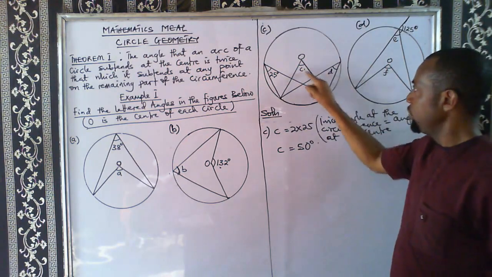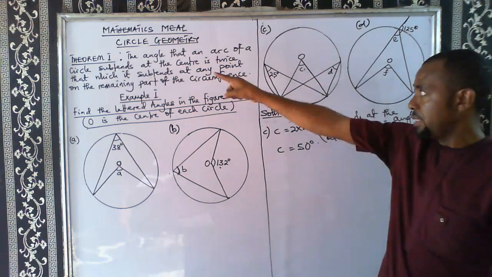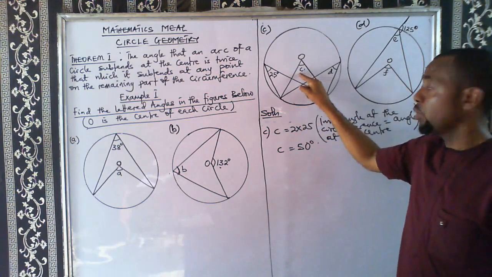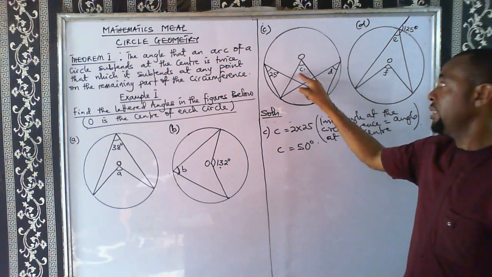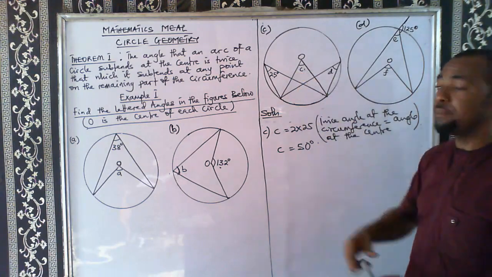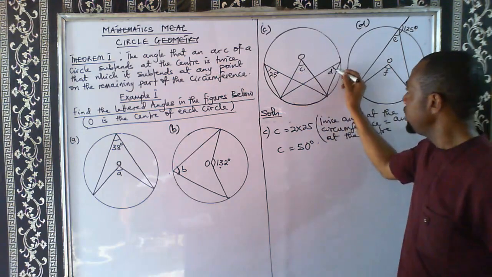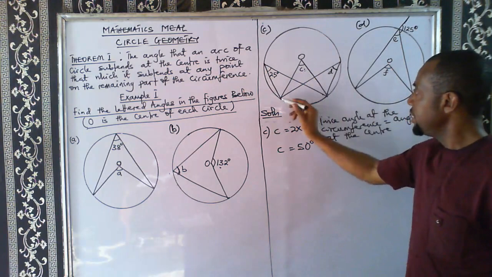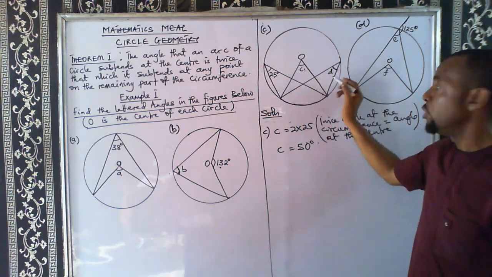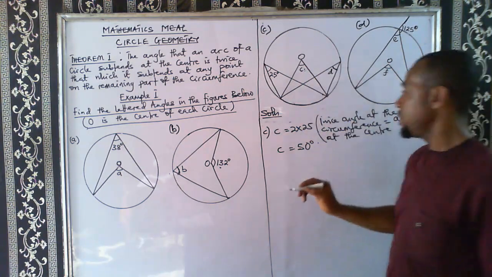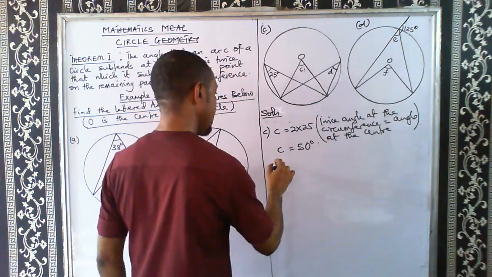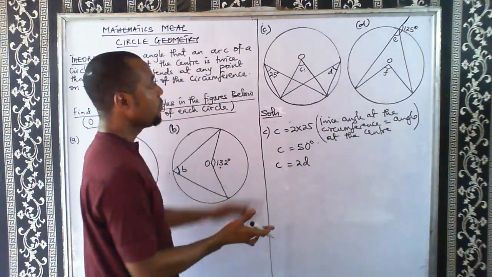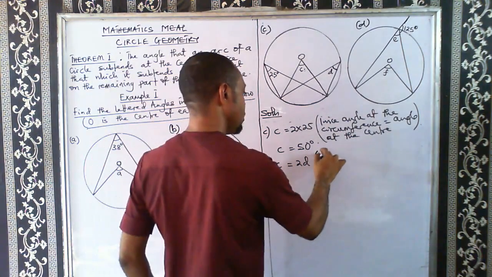Is there any relationship between these two? Yes, there is. That's the theorem. Twice angle at the what? At the circumference is equal to angle at the what? At the center, provided they are subtended by the same arc. And you see angle D, look at the arc. That same arc that produced C is the same arc that produced D. Therefore, 2D will give me what? C. So we can now say that C is equal to 2D to enable us find what? Find D.